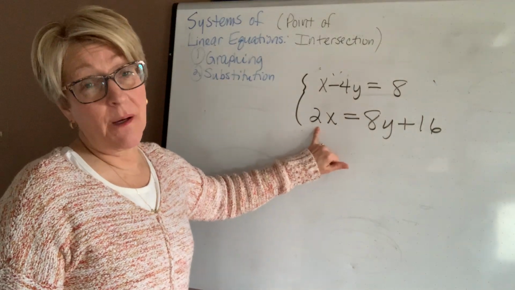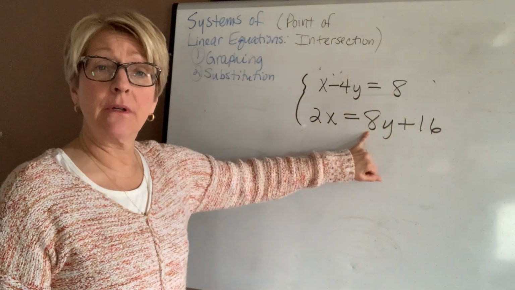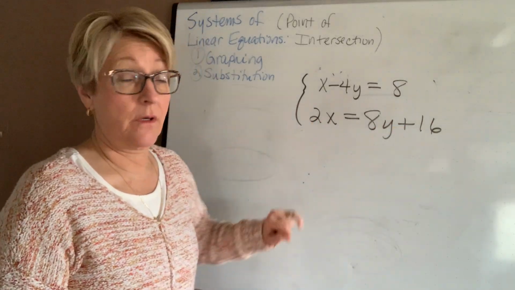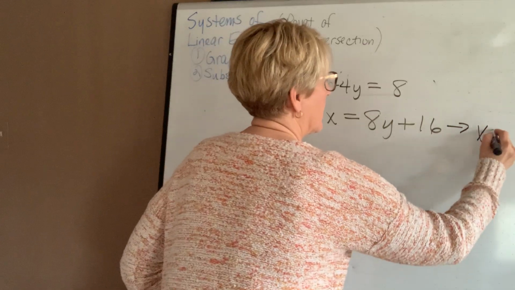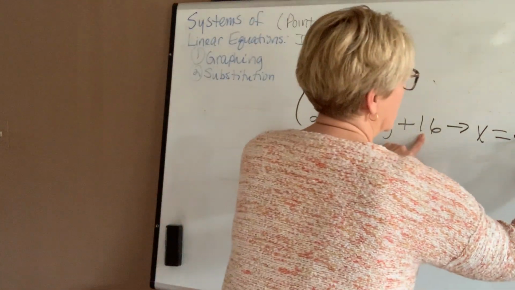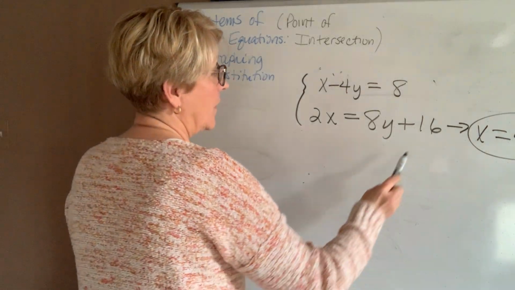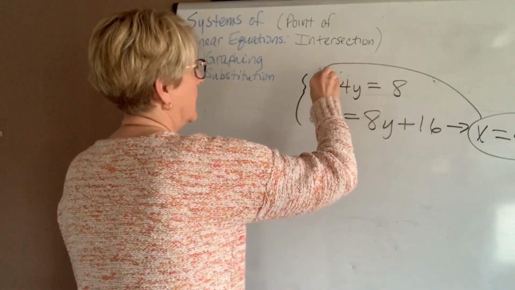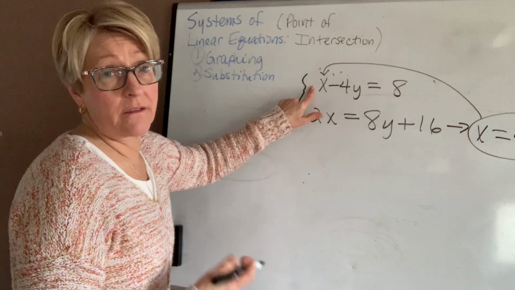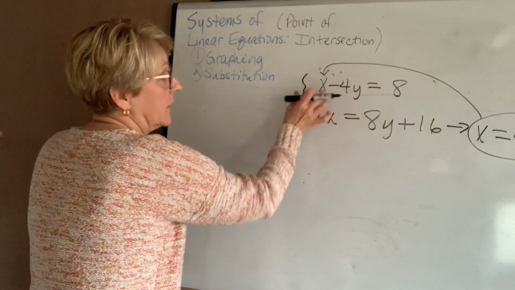This one is sort of all set up, and as I look at these numbers, I can see that they're divisible by 2. So I'm going to isolate this x, and all I have to do is divide by 2, 2, 2. What does that give me? 8 over 2, 16 over 2. Okay, there's my equation that I am going to replace for x in the first equation. There's no coefficient, or there's a 1, so we don't have to worry about distributing. I'm just going to take these 2 terms and put them here.